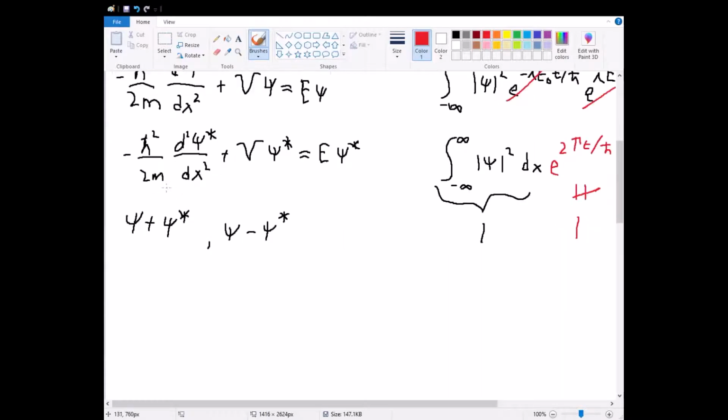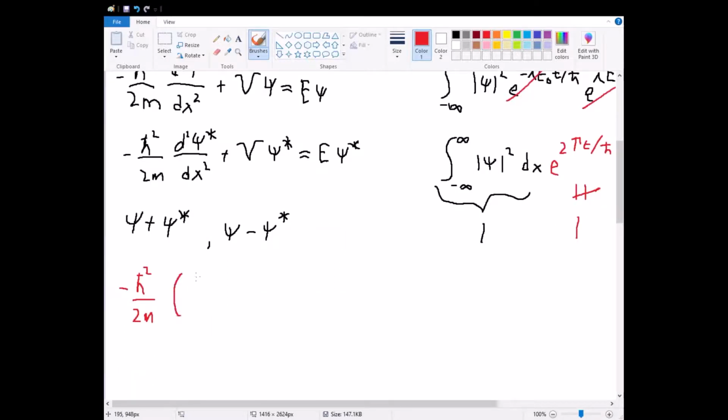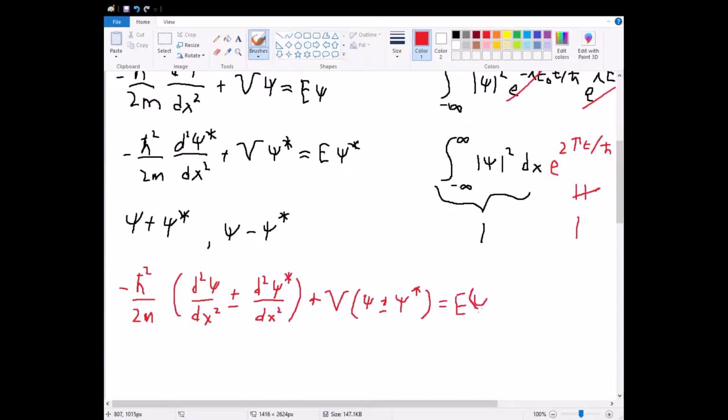And just to emphasize this, let's write this out. So negative h bar squared over 2m times, and here the derivative just distributes in, so we're going to get the second derivative of psi with respect to x squared, plus or minus the second derivative of psi star with respect to x squared, and then we add our potential V multiplied by psi plus or minus psi star, and this is equivalent to our separation constant, or energy, E multiplied by psi plus or minus psi star.